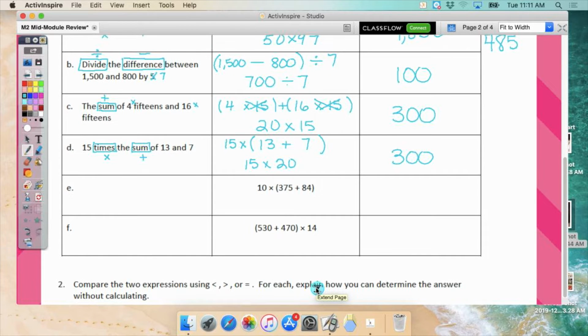No. Okay, this one, they didn't write the words for us. It's okay. I recognize this. One multiplication sign, one addition sign. We've done one of these before. Actually, we've done 2 of them today. So multiplication, what word do I use? Times. And addition, what word do I use? Sum.